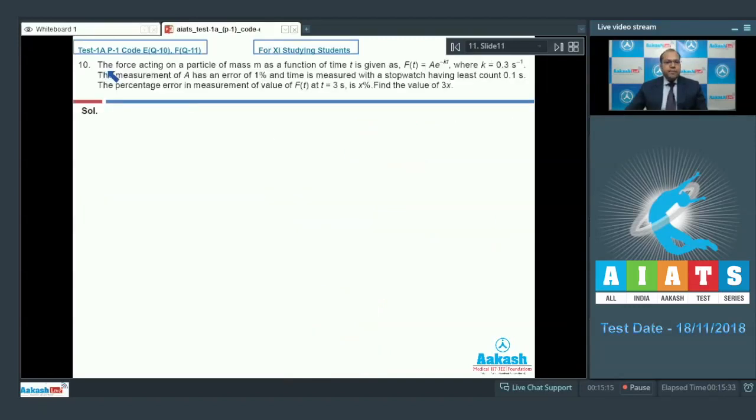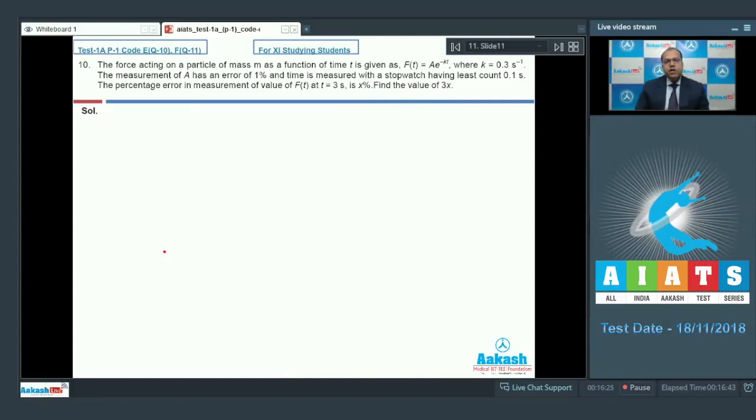In question number 10, the force acting on a particle of mass m as a function of time t is given as f(t) equal to a into e to the power minus kt, where the value of k is 0.3 per second. The measurement of a has an error of 1%, and time is measured with a stopwatch having least count 0.1 second. The percentage error in measurement of the value of f(t) at time t equal to 3 seconds is x%. Then find the value of 3x.